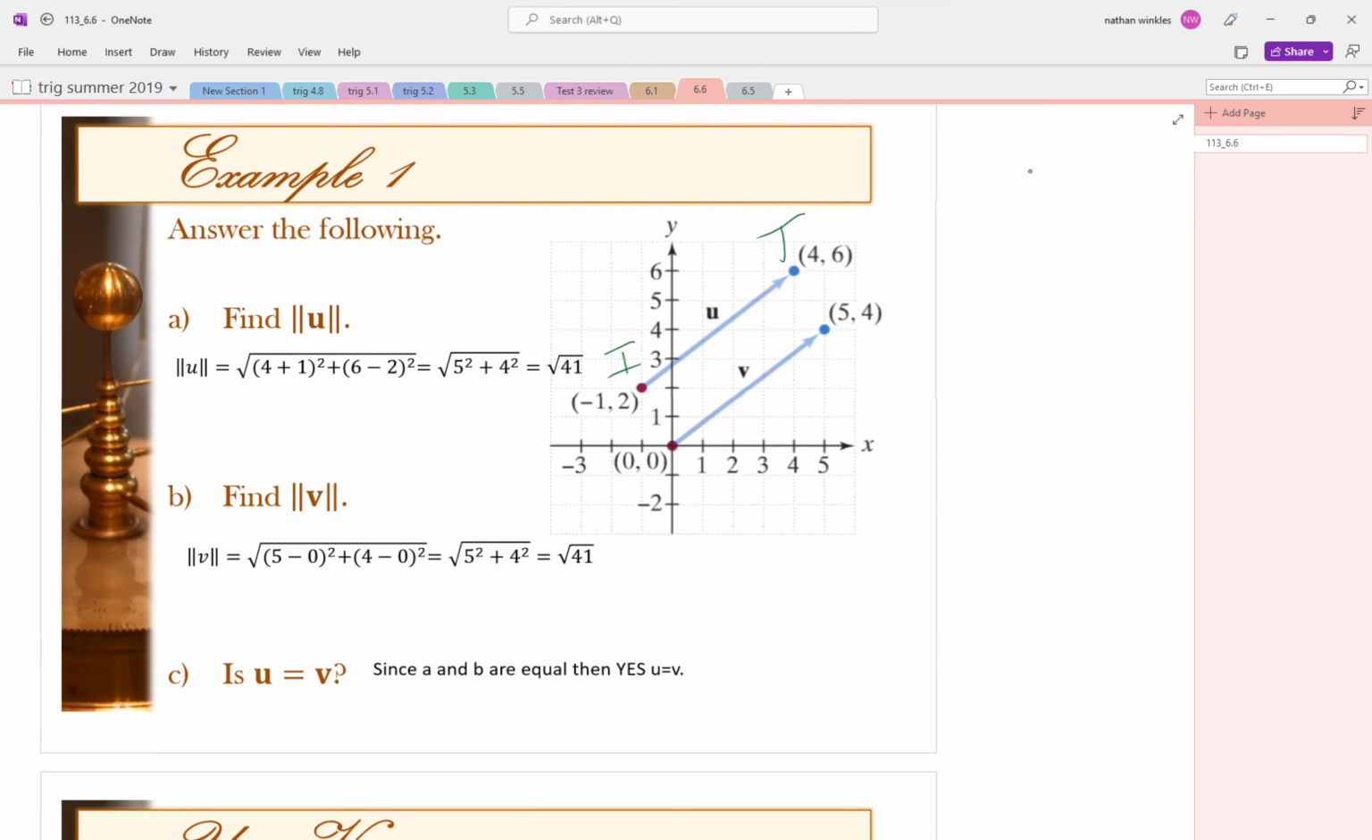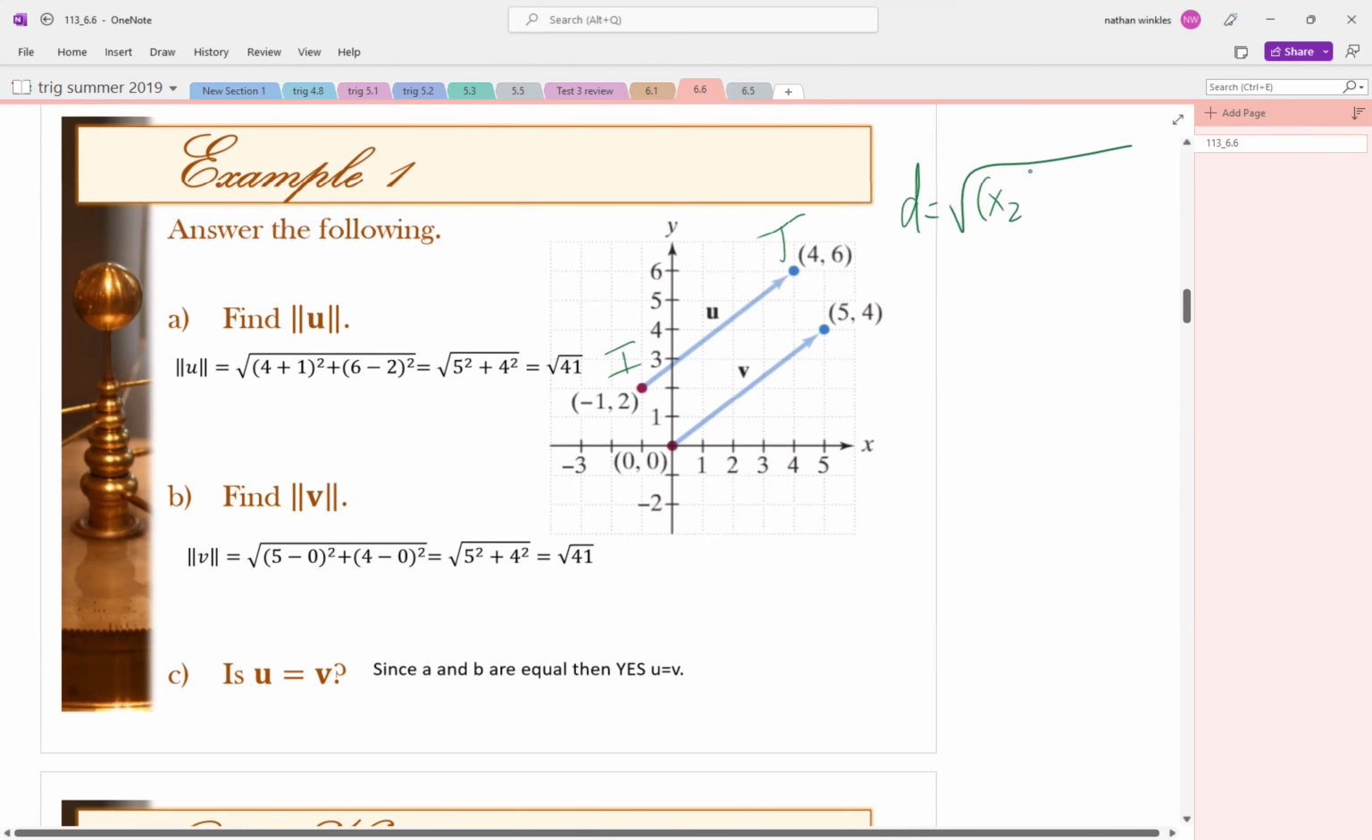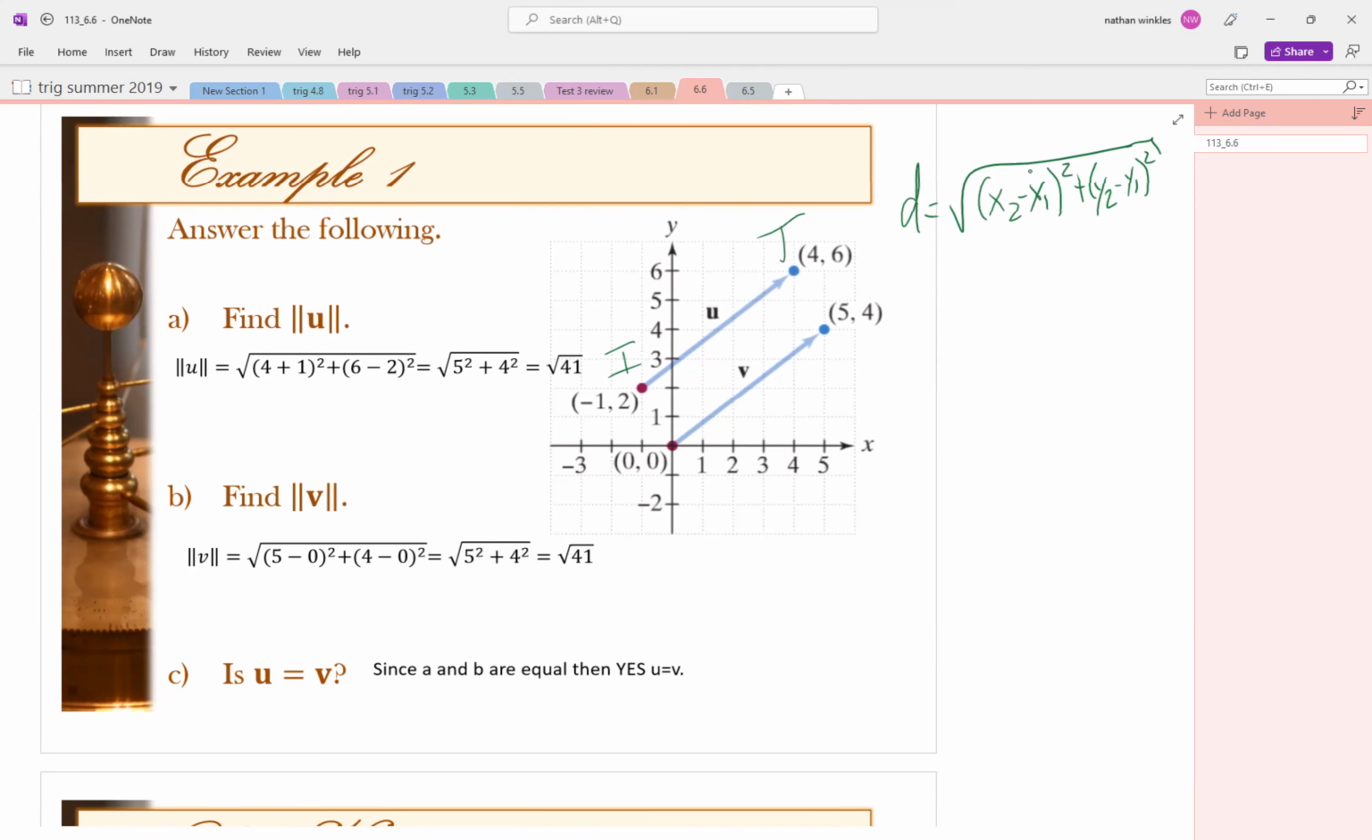So remember our distance formula, d equals the square root of x2 minus x1 all squared plus y2 minus y1 all squared. That's all we have here in every case, because all these are just ordered pairs in the plane. We take our square root, so the square root of 5 squared plus 4 squared gets us the square root of 41.